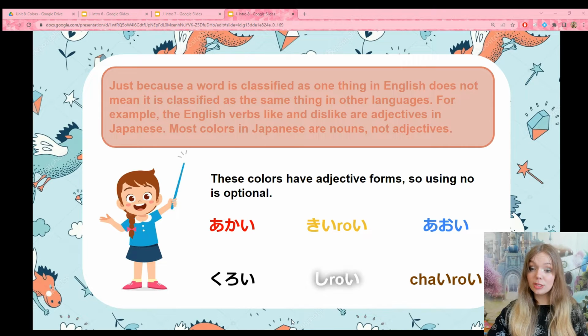However, 6 of these nouns do have adjective forms. We can add an e to the end of them to turn them into e adjectives. These 6 colors are red, yellow, blue, black, white, and brown. So the 3 main primary colors and the 3 main neutral colors. These are the only 6 that have adjective forms. All we have to do is add e. So aka becomes akai. Kiro becomes kiroi. Ao, aoi. Kuro, kuroi. Shiro, shiroi. Chairo, chairoi. All of the other colors are nouns, which means they can only be used as adjectives if we use the particle no. So let's practice a bit.